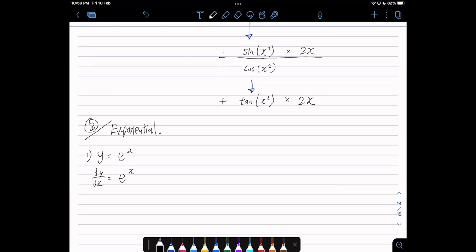What do you mean? It means you just copy and paste. Like previously, differentiate sine, you get cosine. Differentiate cosine, you get negative sine. It will change, right? Sometimes you get plus, sometimes you get minus.